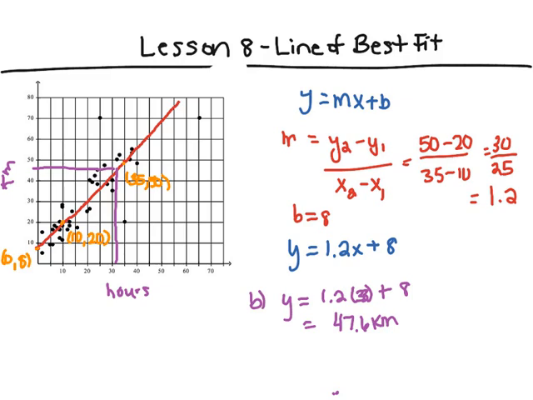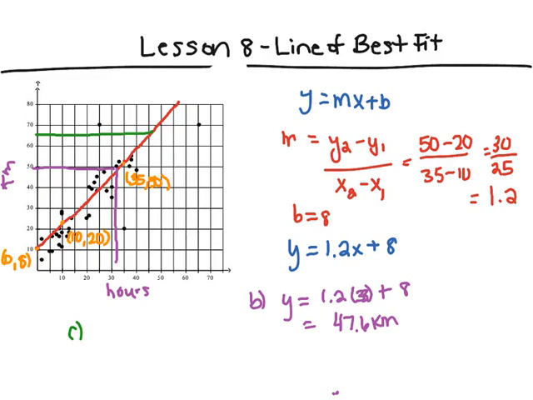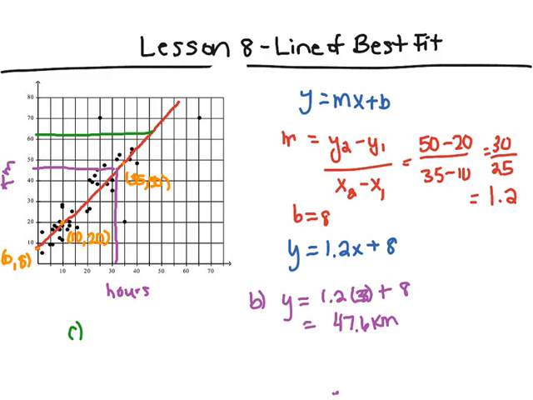For C, we want to find when you go 63 kilometers. So up here is 63 kilometers. Probably somewhere around here. It looks like it's about somewhere after 45. Somewhere in there. So we'll use our equation.